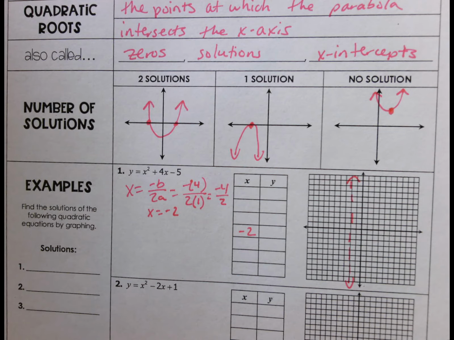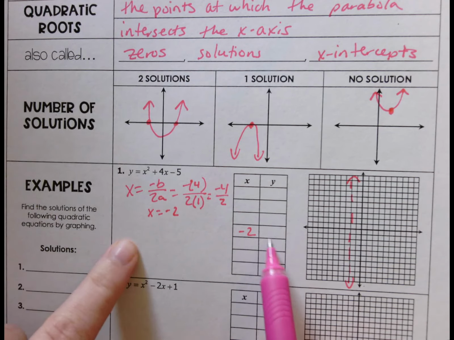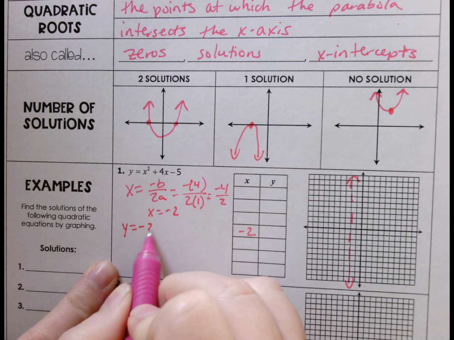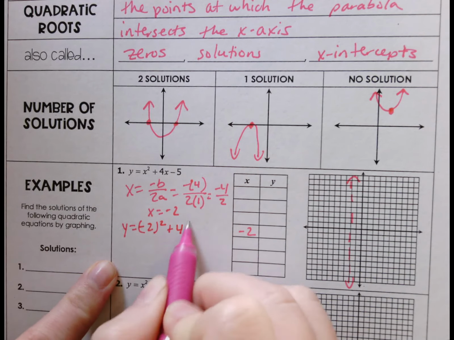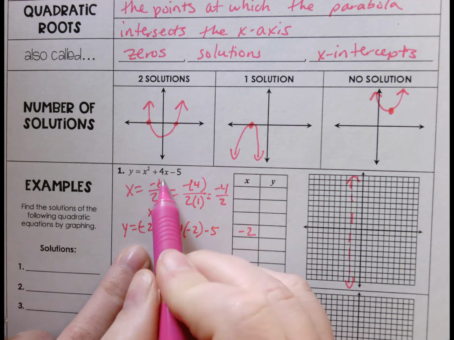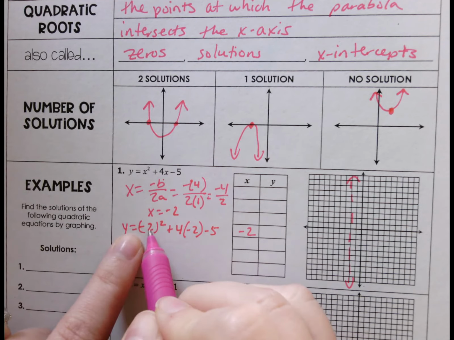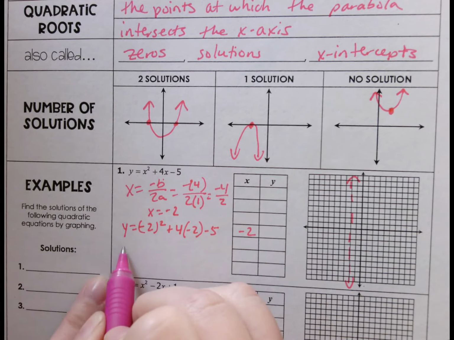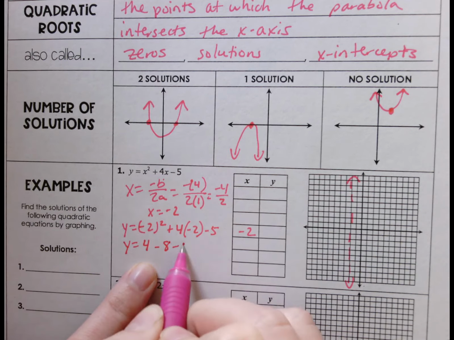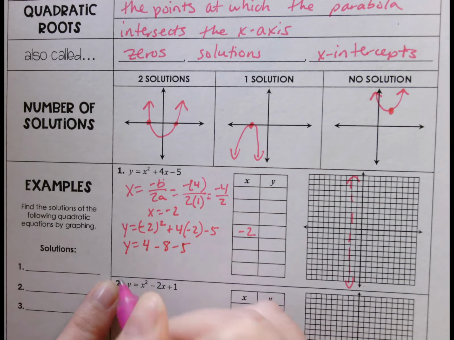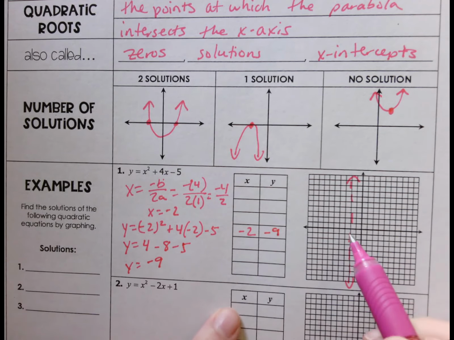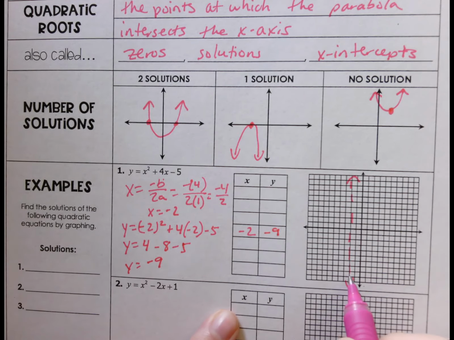And then we also need to find the vertex, so the y value that goes with that. So y is equal to negative 2 squared plus 4 times negative 2 minus 5. So again, we take that equation, and everywhere we have a negative 2, we plug it in to find out what y is. So y is equal to 4 minus 8 minus 5. So that's negative 4 minus 5. Y is equal to negative 9. Okay, so our starting point here is going to be at negative 9.